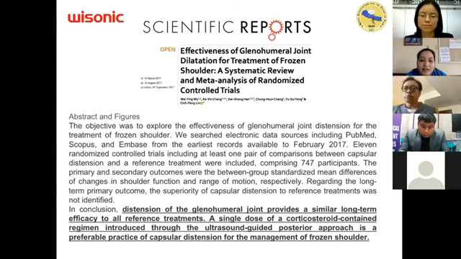They analyzed and concluded that distension of the glenohumeral joint provides long efficacy compared to all the reference treatments. Even a single dose of a corticosteroid-containing regimen, if you use it for distension of the glenohumeral joint through the ultrasound-guided posterior approach, is preferable for the management of frozen shoulder and has long-term pain relief.